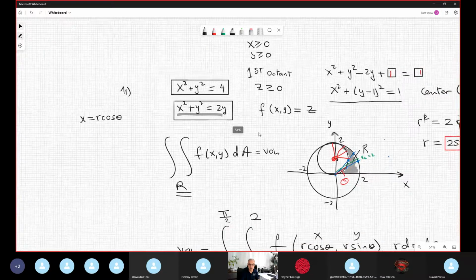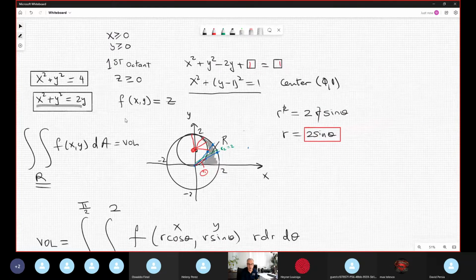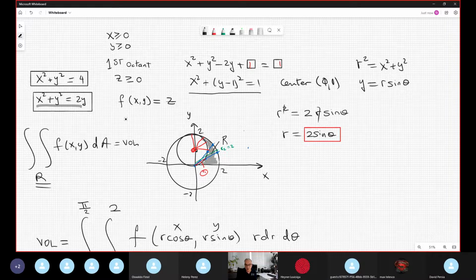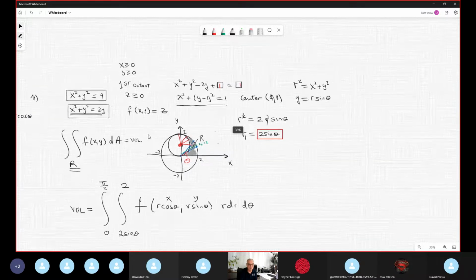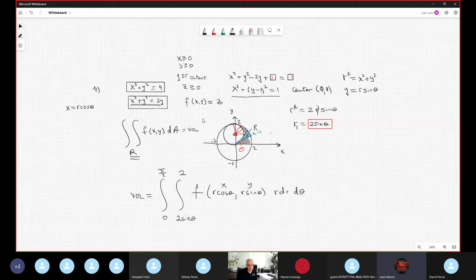Entonces I did this conversion here. I know the formula que r squared es x squared plus y squared. I know the formula que y alone is r sine theta. Plugging in, replacing here, I discovered that one r is cancelled. Therefore, r is exactly that distance. R1 is 2 sine theta. Make sense? Yes. And it's not constant. It's variable because it depends on the position of the point, no?